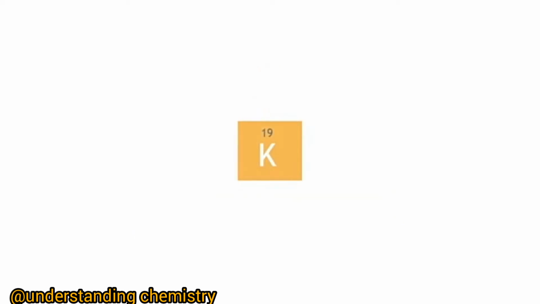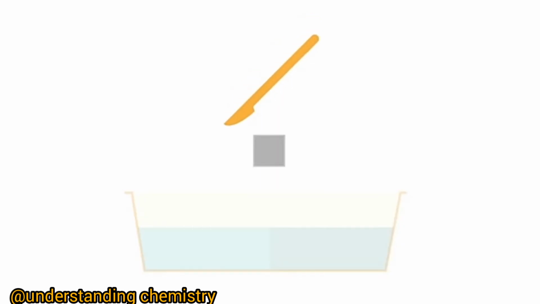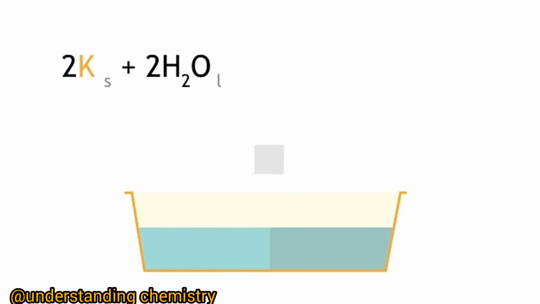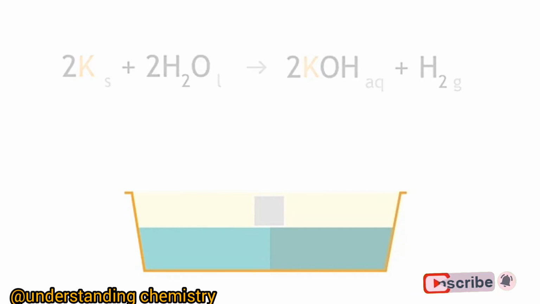Let's now repeat with potassium. What predictions can you make about its softness and the vigor of its reaction with water in comparison with sodium? Potassium is softer than sodium and easier to cut. It reacts more vigorously with water than sodium. However, an important observation is made. It burns with a lilac flame.